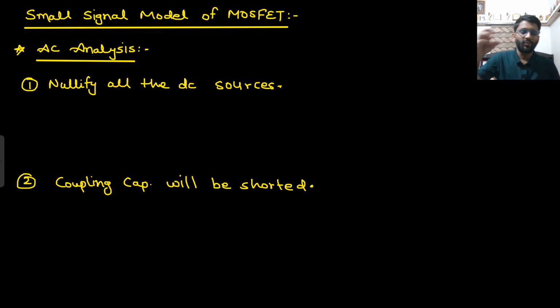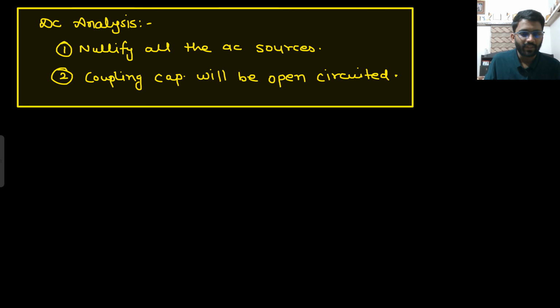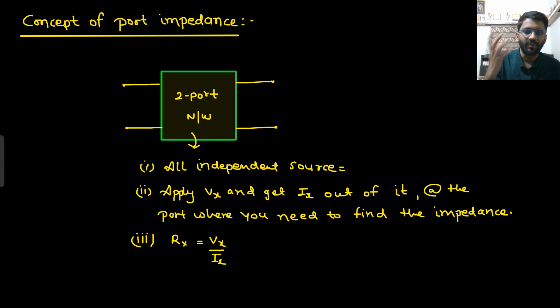Now we will see the small signal model of MOSFET, then the small signal model of NMOS and PMOS, and then the concept of port impedance, and after that we will move on to the common source amplifier. So these things are left to study. I thought I would be able to cover it in this lecture only, but I don't think I will be able to. So in the next lecture, we will see the small signal model of MOSFET for PMOS as well as NMOS. And in one line only, you will be able to solve every configuration. This is my guarantee, in one line.